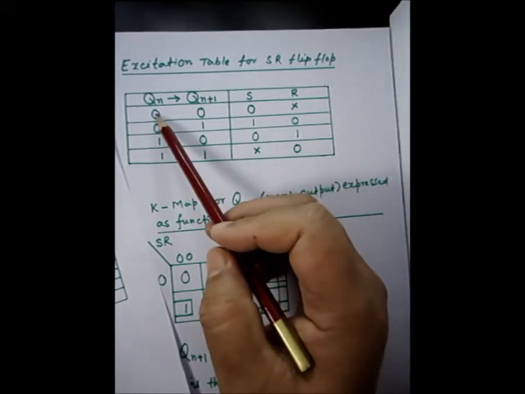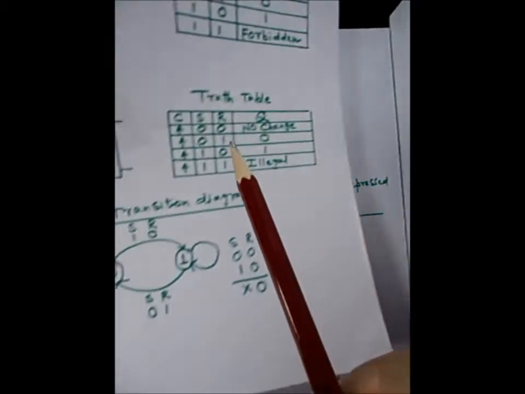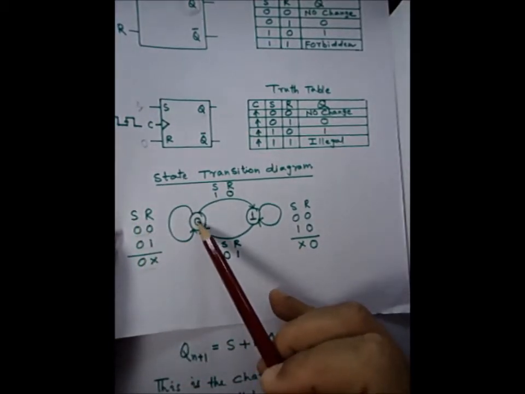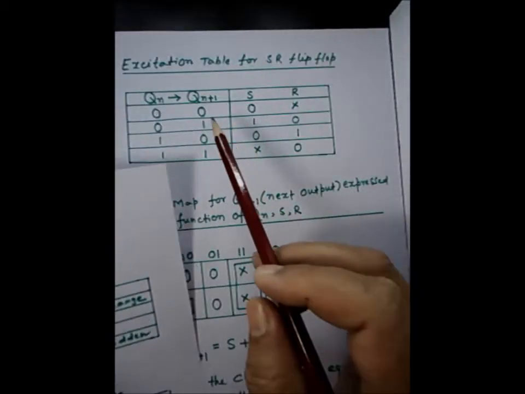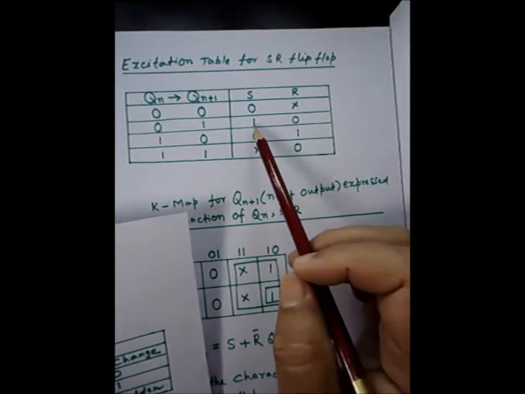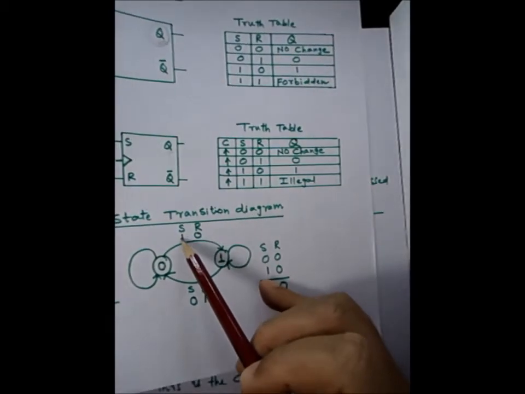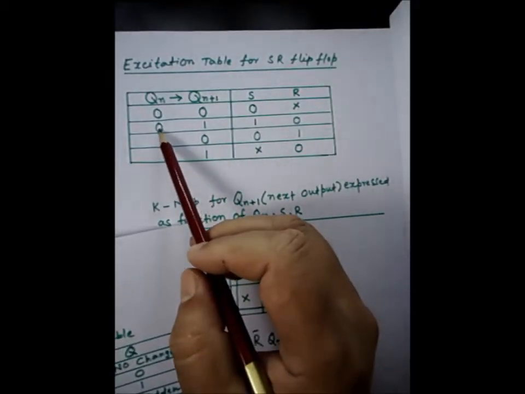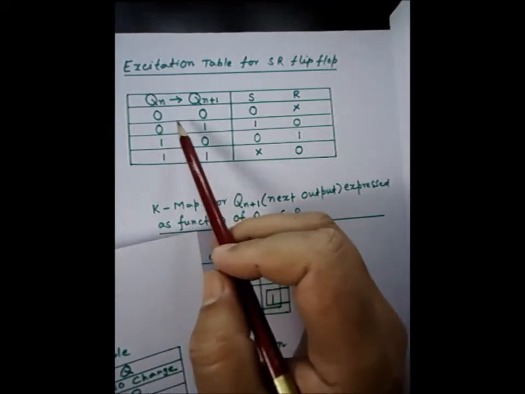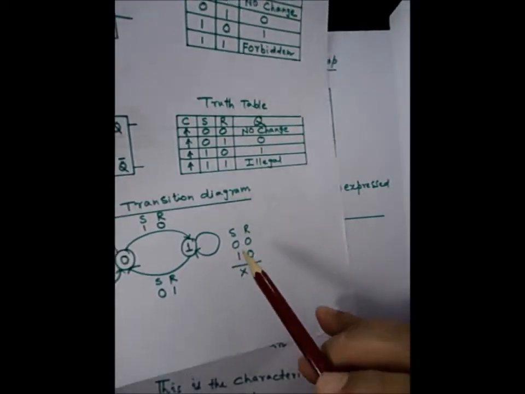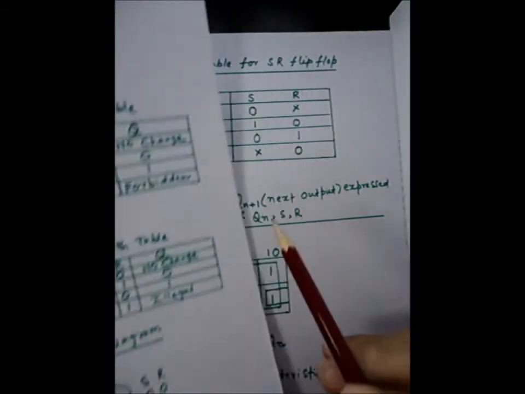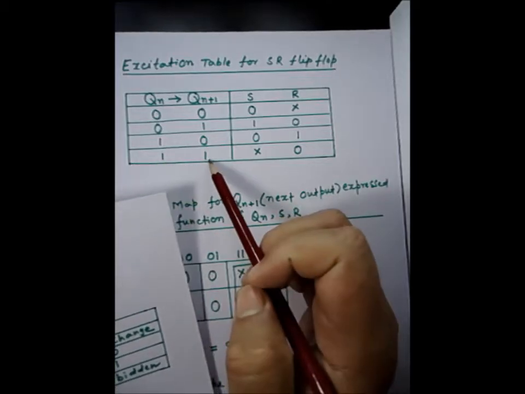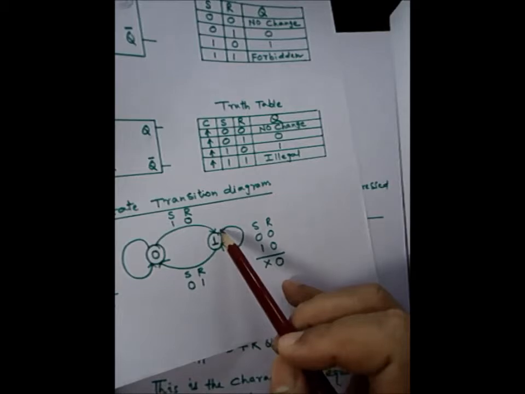Therefore, the previous state is 0 and the next state also will be 0. In case of 0x, the previous state was 0 and it remained 0. And if S equal to 1 and R equal to 0, it goes from state 0 to 1. Previous state was 0, next state will be 1. Now in case of x0, the previous state was 1 and the next state is also 1.